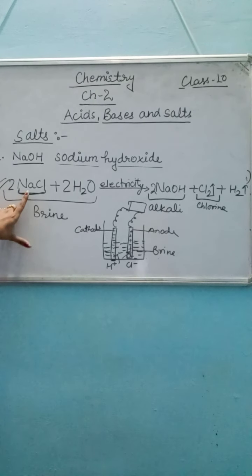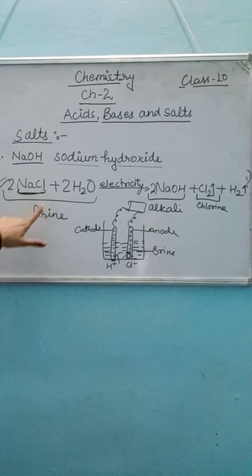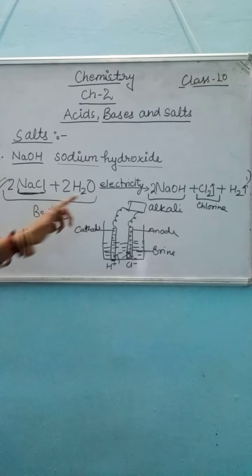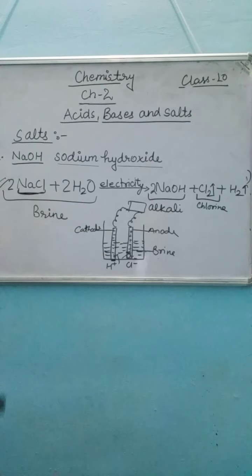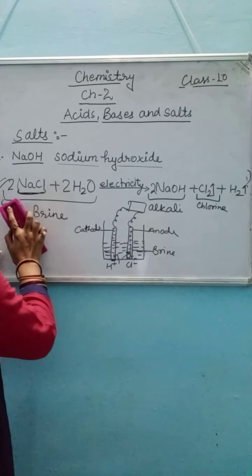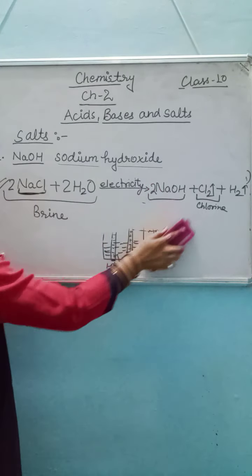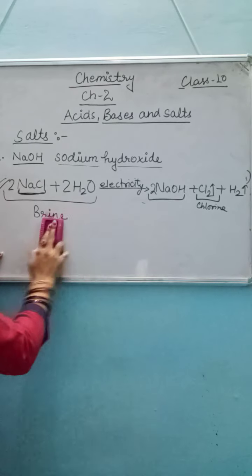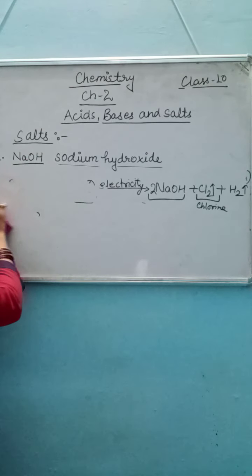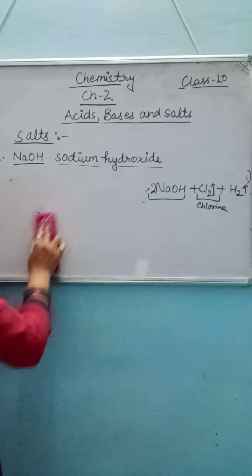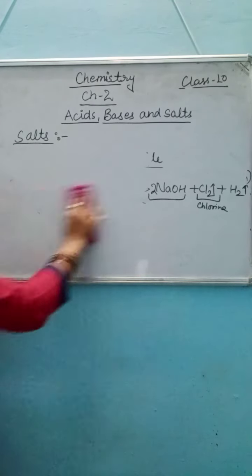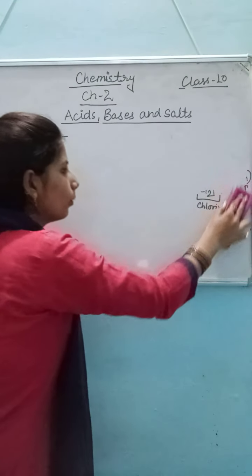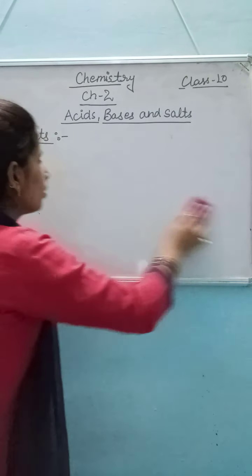The aqueous solution of NaCl in H2O is known as brine. Whenever electricity is passed through brine, alkali, that is NaOH, and chlorine and hydrogen gas are given off. This process is known as the chlor-alkali process, because in this process chlorine gas and alkali, that is NaOH, are produced. Now we will learn about the next, which is bleaching powder.